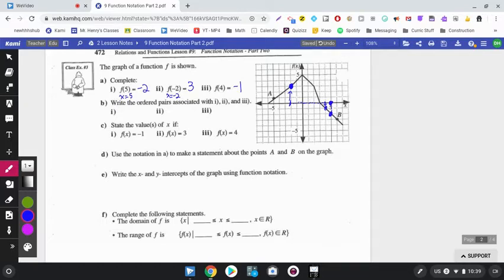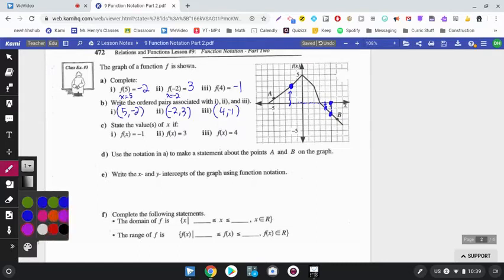Ordered pairs always go input, output, or x, comma, y. 5, comma, -2, -2, comma, 3, and 4, comma, -1. All right. Now let's go the other way.